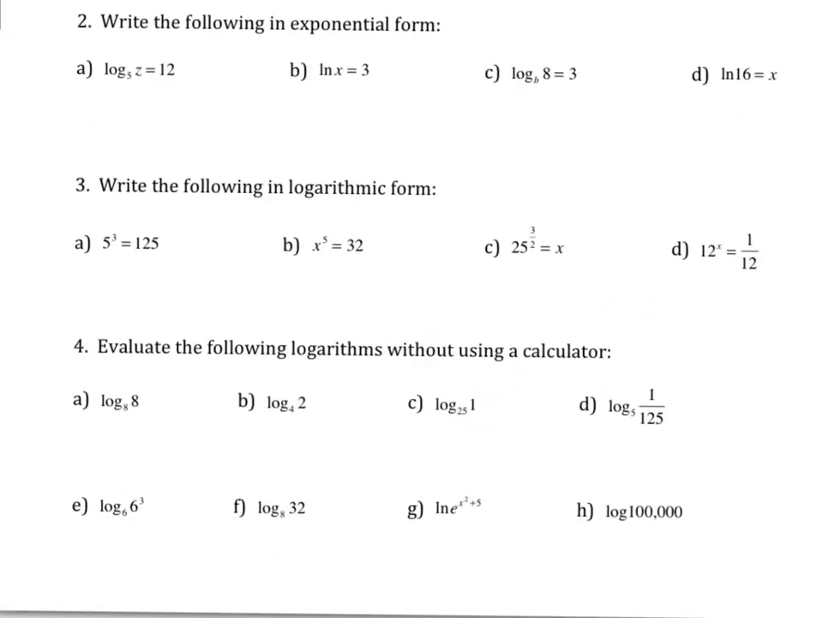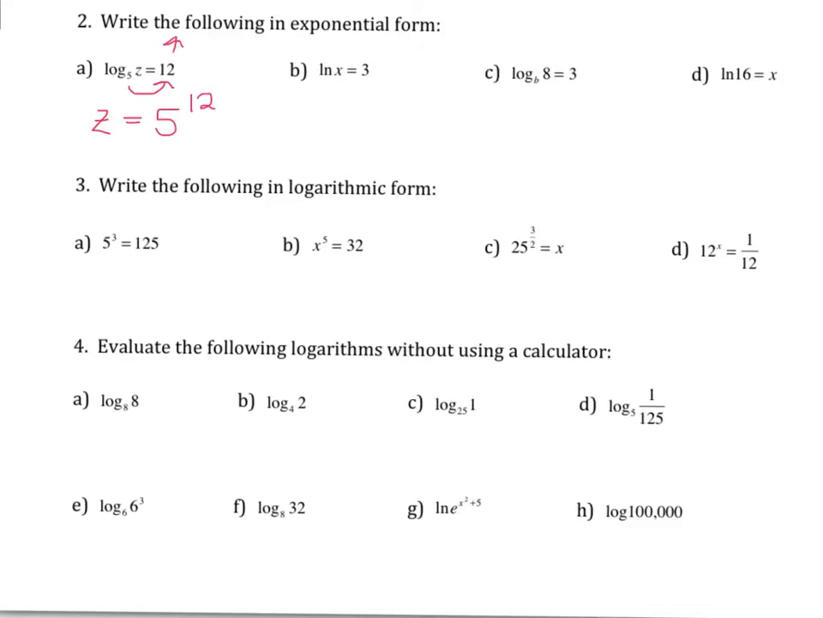For number 2, we want to rewrite the logarithms in exponential form. So the base of the logarithm is going to become the base of the exponent. So this little 5 is going to rotate around and become the base, and 12 is going to become the exponent. So the log will go away, and we'll have z equals 5 to the 12th.